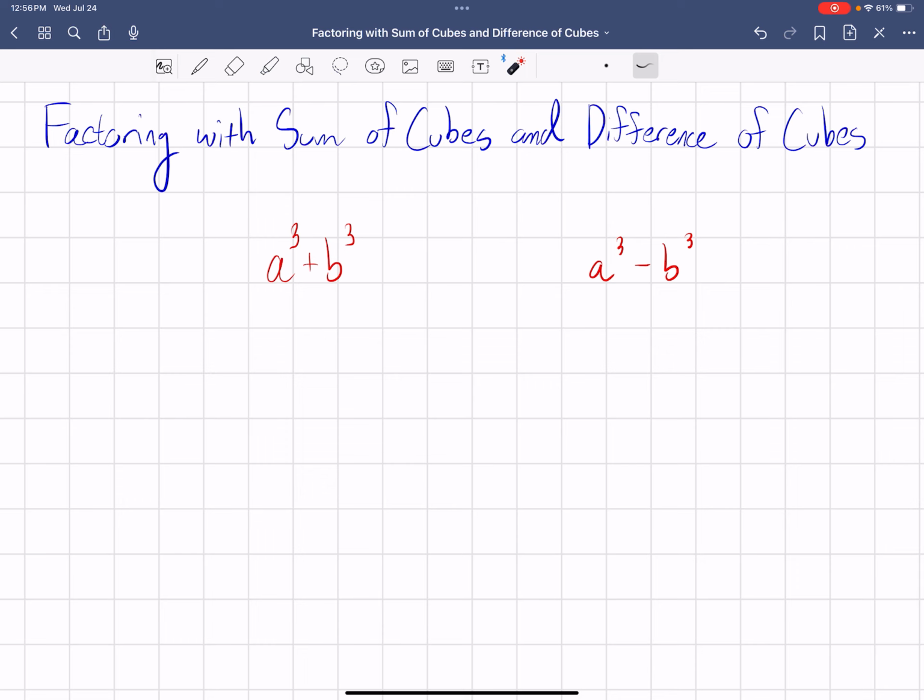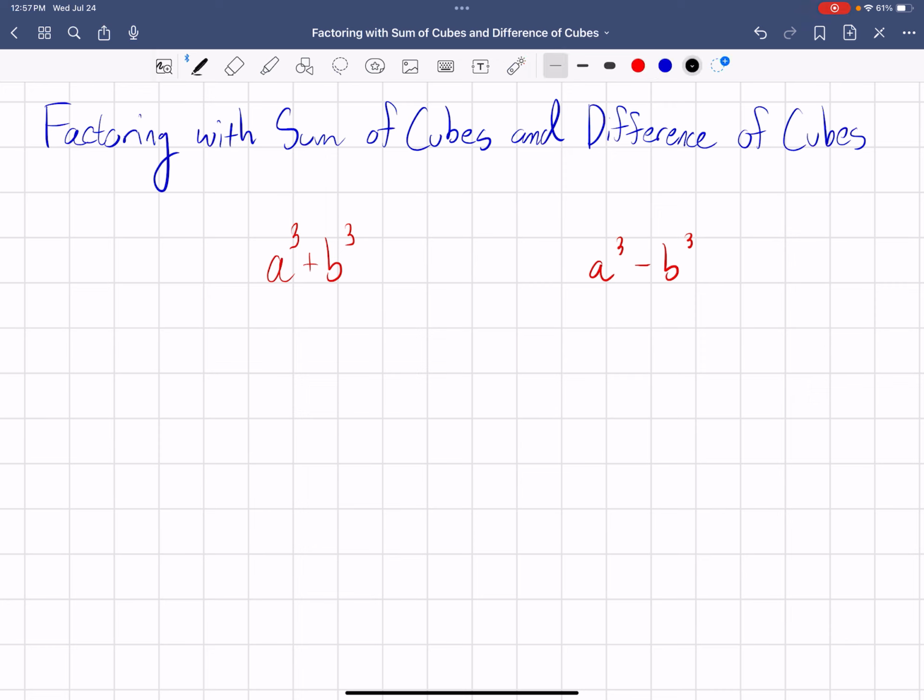Hello everyone, this is Harrison Galway, and today I'll be teaching you how to factor using the sum of cubes and difference of cubes formulas. So these stand in stark contrast to difference of squares because while you can factor a difference of squares, you cannot factor a sum of squares. But cubes, you can factor both a sum or a difference of two things that are cubed.